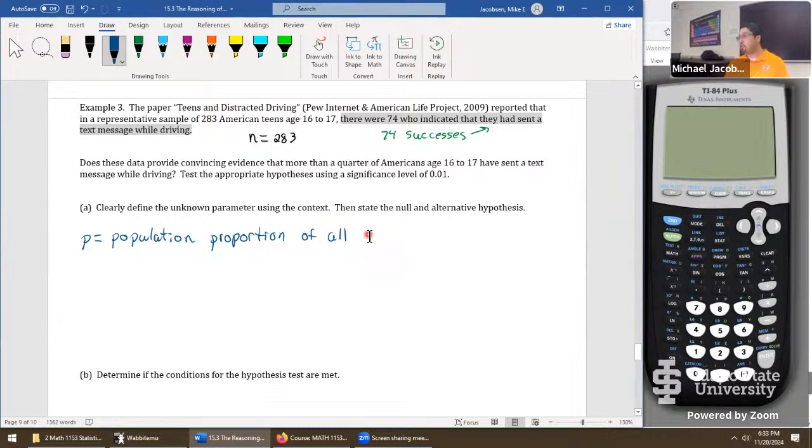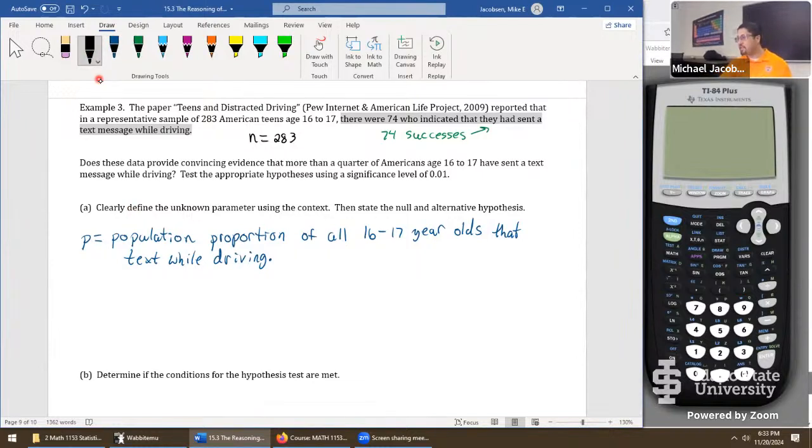Any volunteers for the last parts? Absolutely. So we'll say of all 16 to 17-year-olds, that. Now when we go beyond that, we're mentioning what the successes are. Exactly, that text while driving. Actually, this is kind of a fast one to write down. That text while driving. So we got it, folks. That's the hard part of the problem for sure, getting the parameter down.